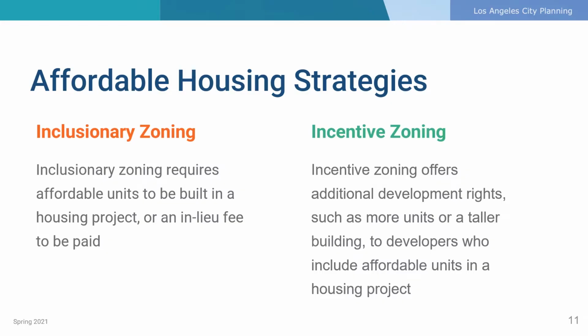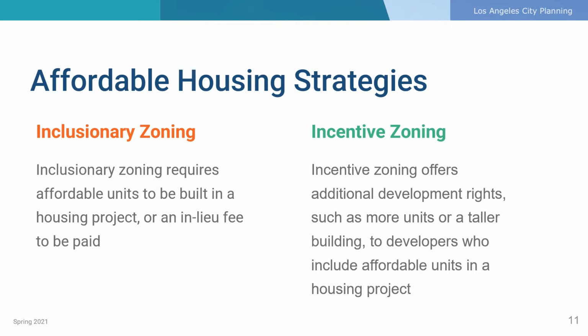Zoning regulations can help with building new affordable housing. One type of zoning, called inclusionary zoning, requires developers to provide affordable units in a housing project. Another type of zoning, called incentive zoning, offers developers an option to include affordable units in a housing project in exchange for incentives like more residential units and incentives to build a larger and taller building.